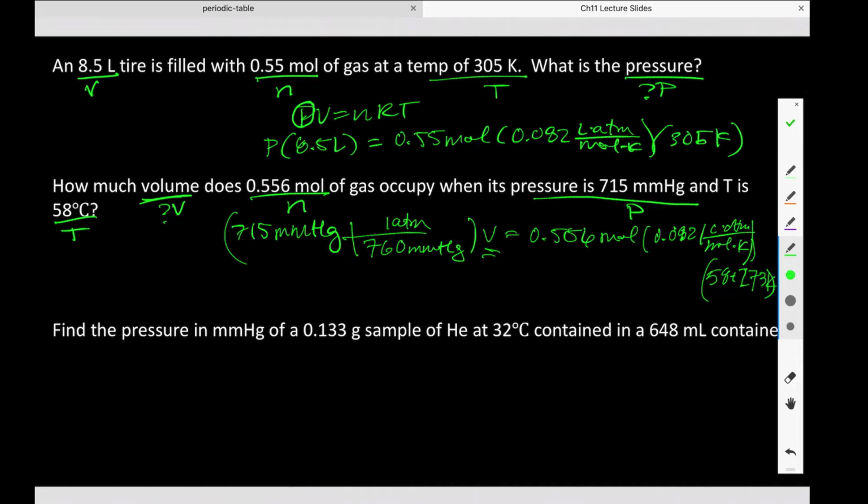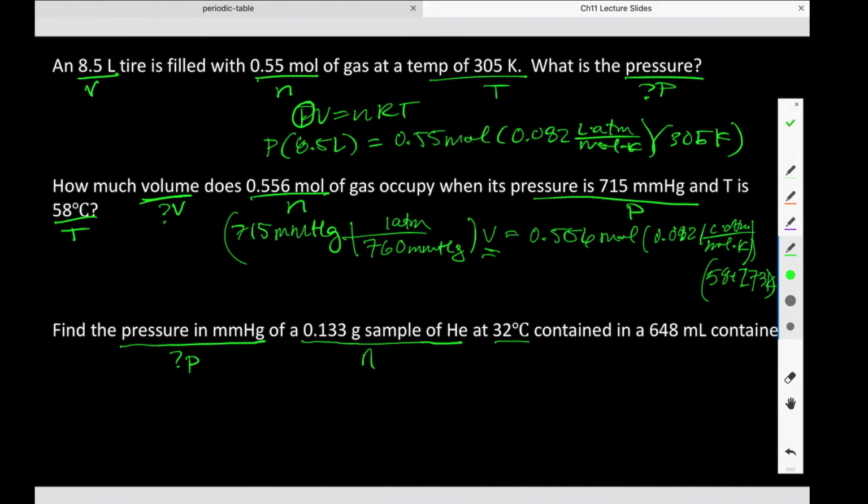Okay, so the next problem says find the pressure in millimeters of mercury, right, so pressure is our question, and we are given 1.133 grams of helium. What do we do with that? Right, do you have the skills to turn mass into moles? Absolutely, right, so it is a slightly more thoughtful presentation, but that is moles, right?